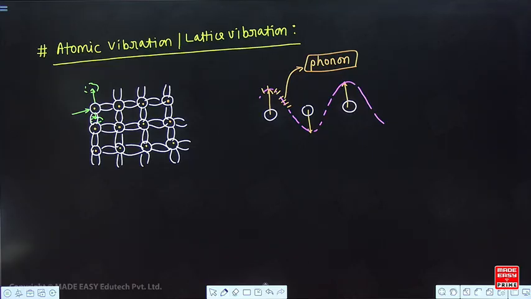The thermal energy of these lattice waves is quantized, and a single quantum of vibrational energy is called a phonon.